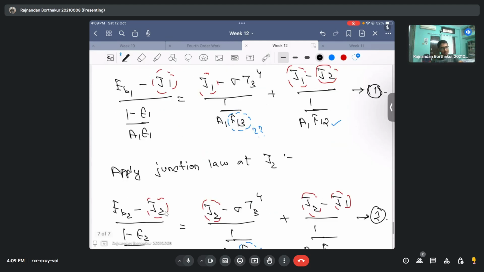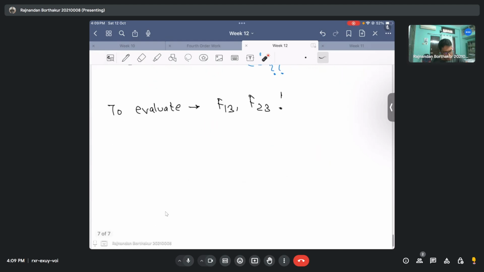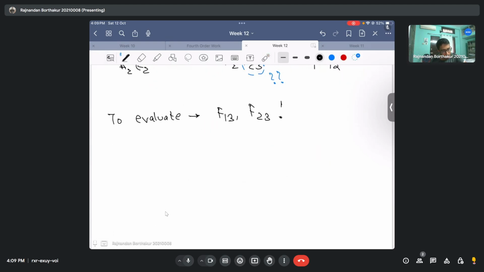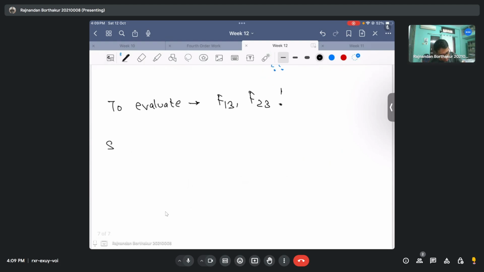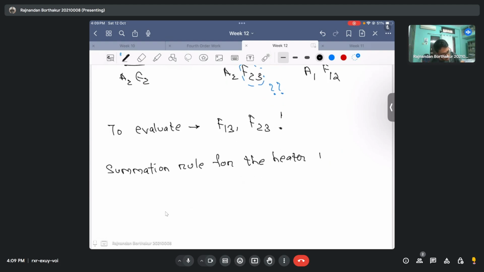What we can do is, so F13 is what? F13 is the fraction of radiation that is leaving surface 1, that is the heater, and that is striking surface 3, which is nothing but the room basically, which is a black body. Okay, so let's start from where we know. We have our summation rule at our disposal. So let's first apply the summation rule for the heater, which is of course my 1.